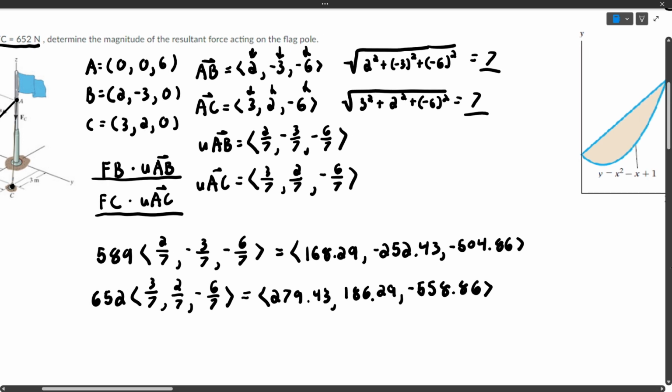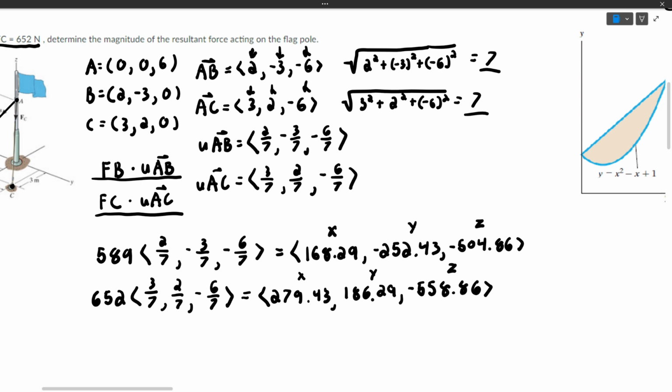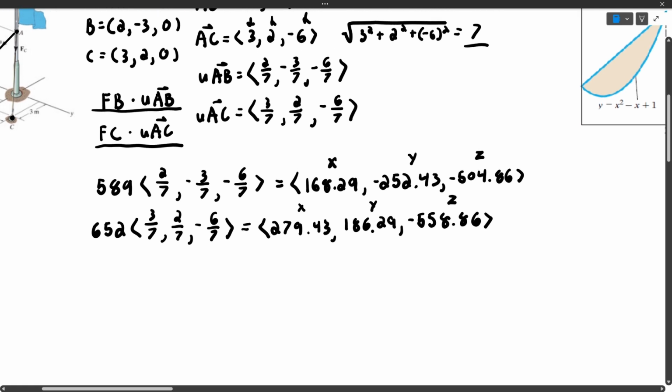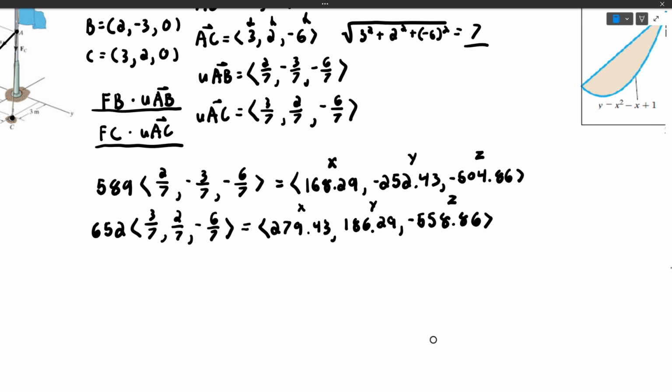So this tells us the force in the x, the y, and the z for each of these. Now in order to calculate the resultant of this, we have to add them together. So we add the x components together, the y components together, and the z components together. So just add these two vectors, and you end up getting 447.72, 66.14, negative 1063.72. So this right here is our force resultant vector.